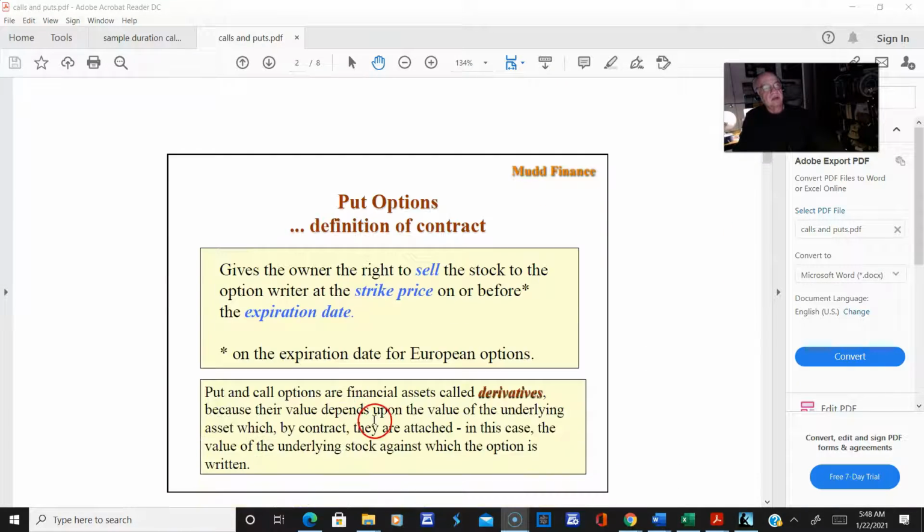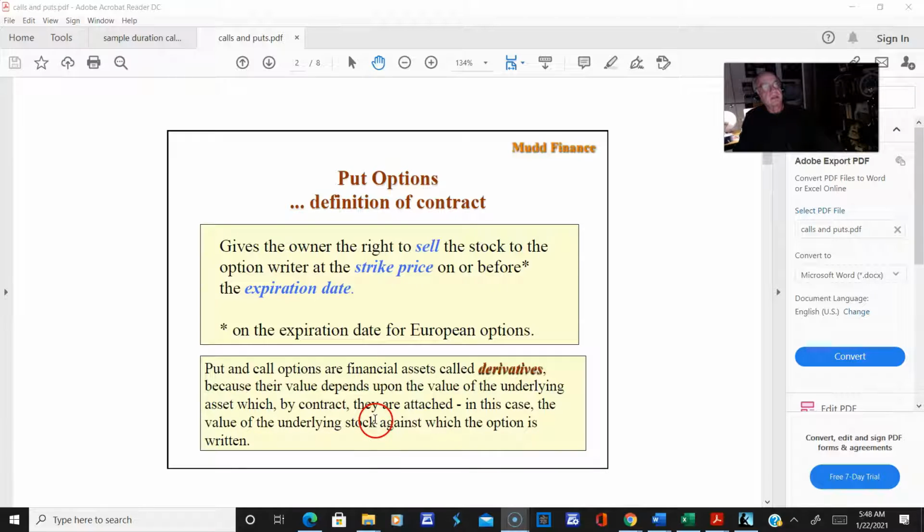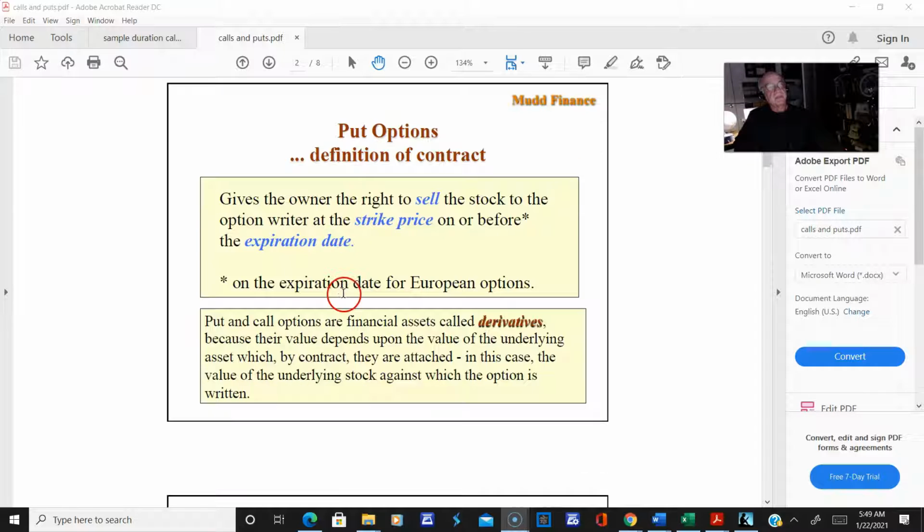All right. So that was a call. Let's talk about a put option. A put option gives the owner the right to sell the underlying stock to the option writer at the strike price on or before the expiration date. So it's basically just the opposite, so to speak, of a call option.